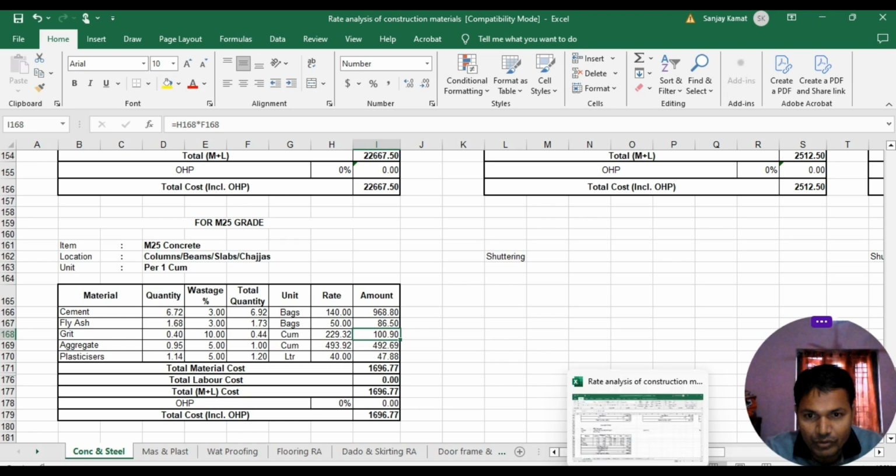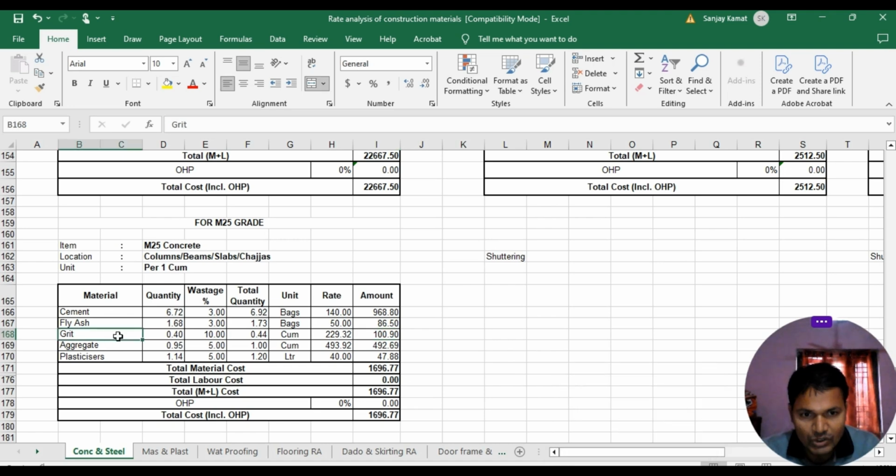Now, for the grid material, we have taken a quantity of 0.40 only. The wastage percentage of the grid we have taken is 10%. Okay, the total quantity we have taken for the grid is 0.44. The unit of grid is always in cubics, okay, so we don't change this unit here.